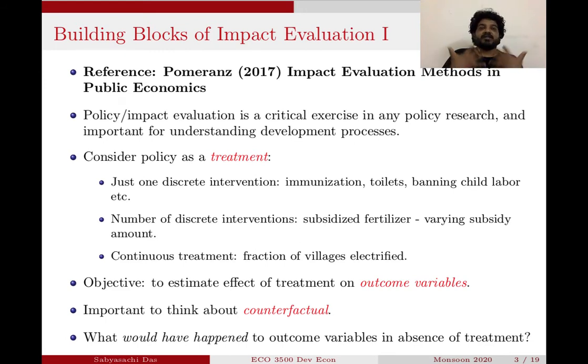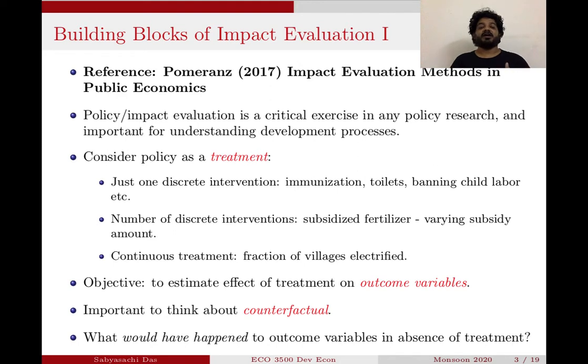So the potential beneficiaries are the kids, and for each of these kids, the intervention is in the form of whether they are getting the immunization or not. So the immunization treatment is a 0-1 kind of treatment. Either you are immunized as a kid or you are not immunized. So the treatment is just one discrete intervention for a particular person.